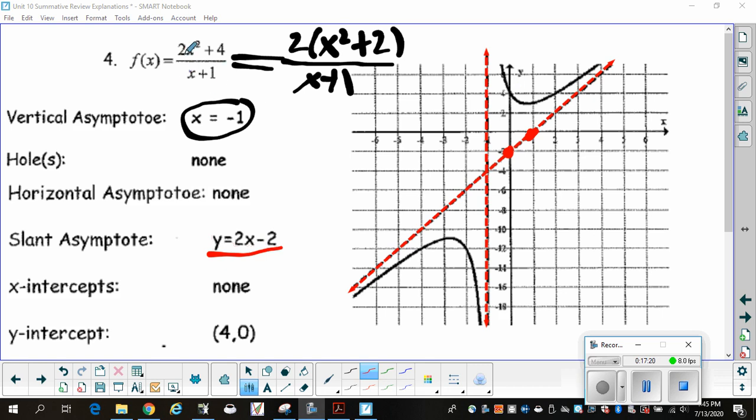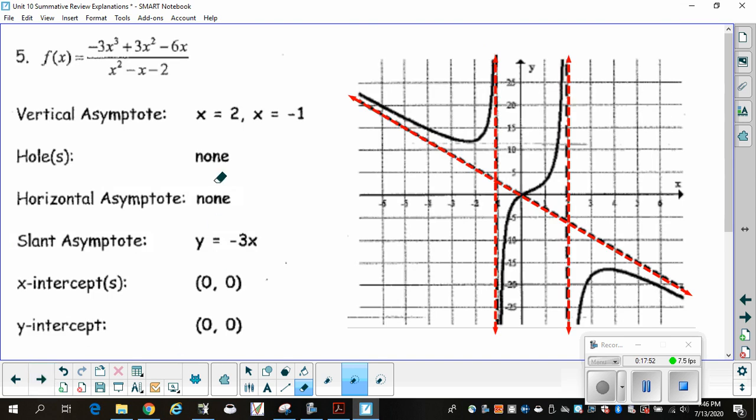If I put in 0 for x, I get 4 over 1. Boom, I'm right there. That becomes 0, that becomes 0, so you're just left with 4 over 1. All right? Again, slant asymptotes are only for Algebra 2 trig or Advanced Algebra 2.